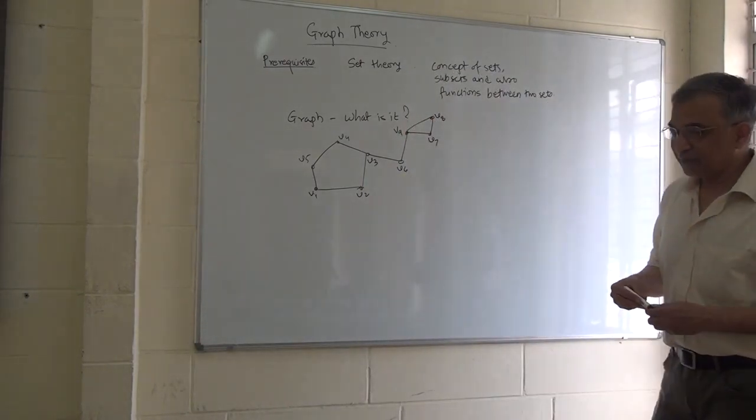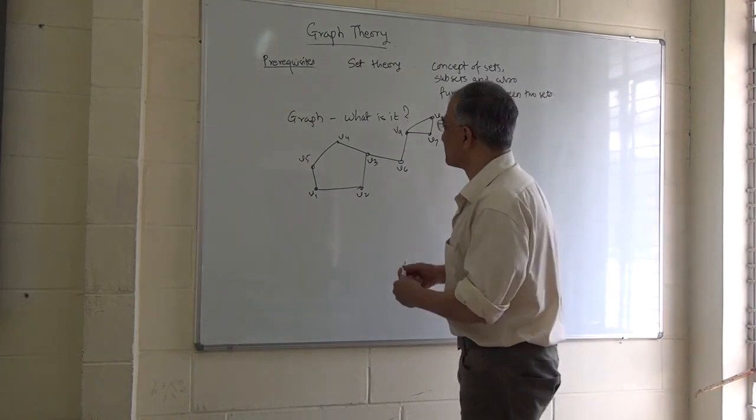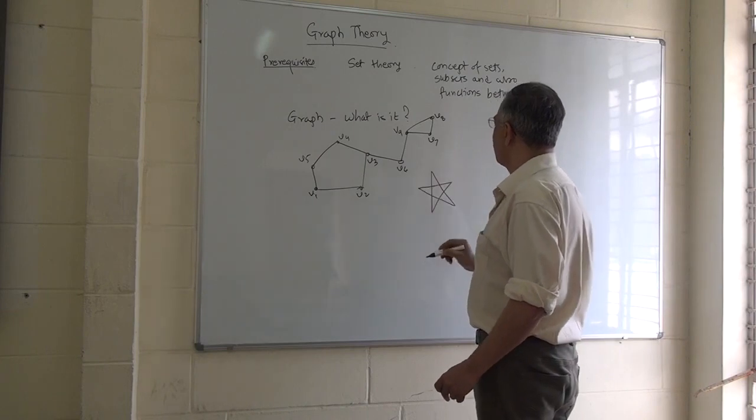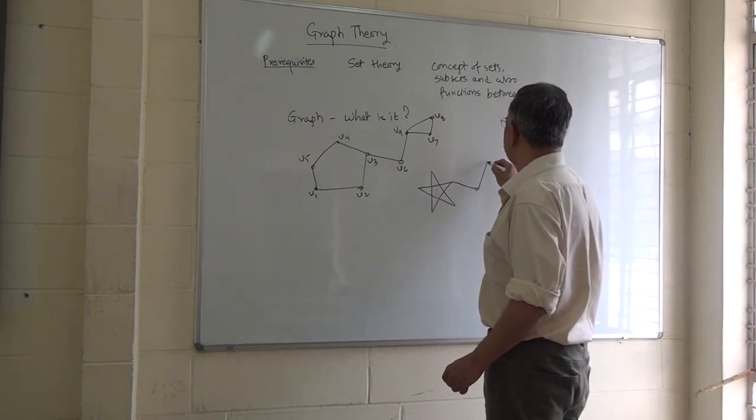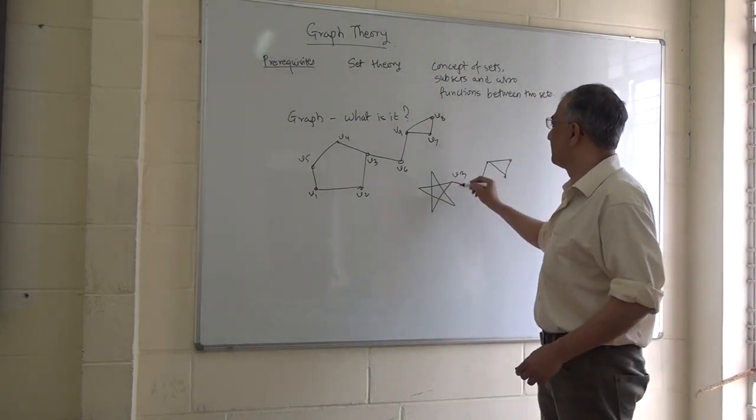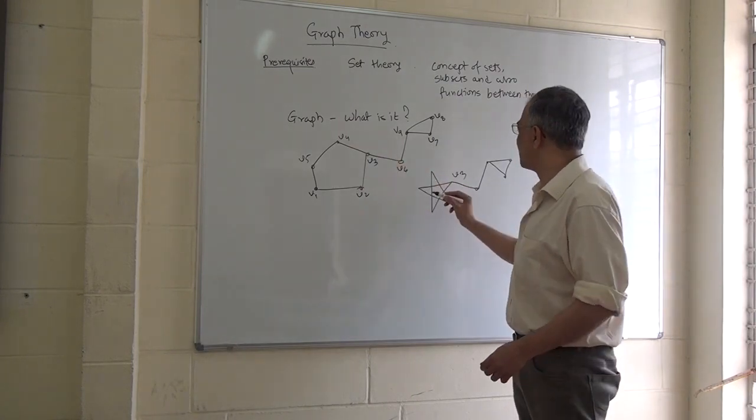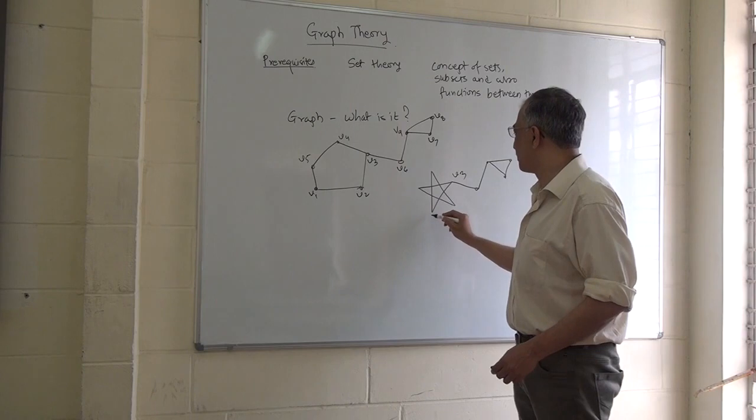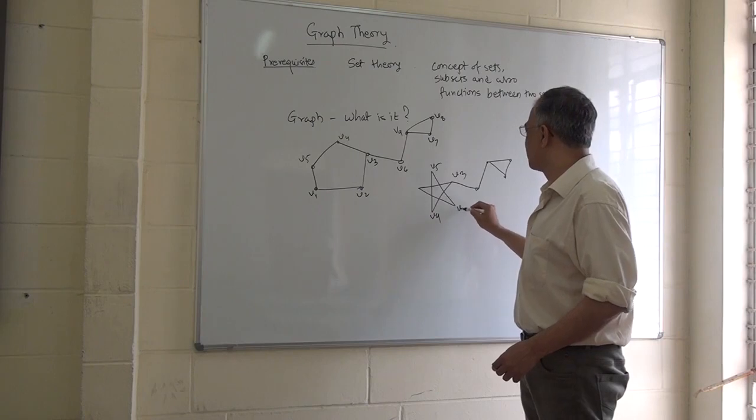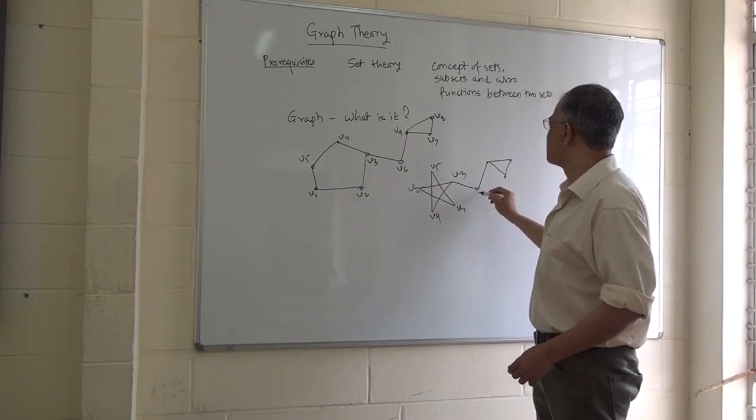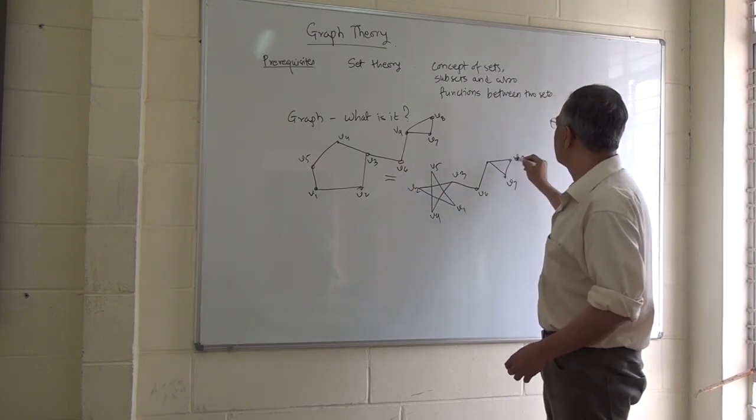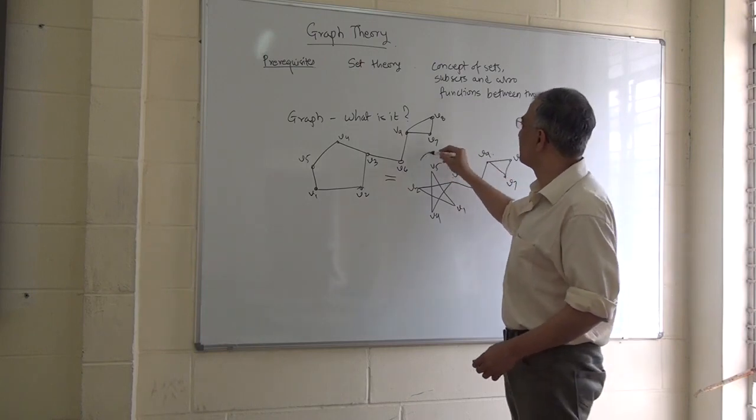But mathematically speaking, this is not a very well defined object. For example, I can draw the same graph like this also. Essentially, there is no difference. So this is my V3, and V3 is connected to V4 and V2. I start with V4 here, then V4 goes to V5, V5 to V1, V2, and this remains the same. V6, V7, V8, V9.